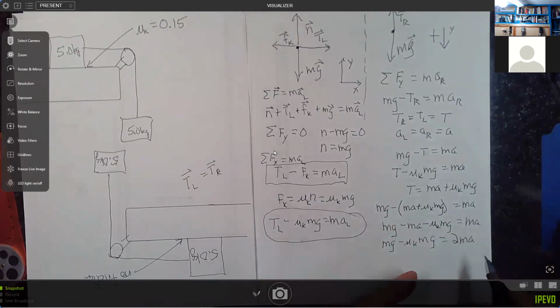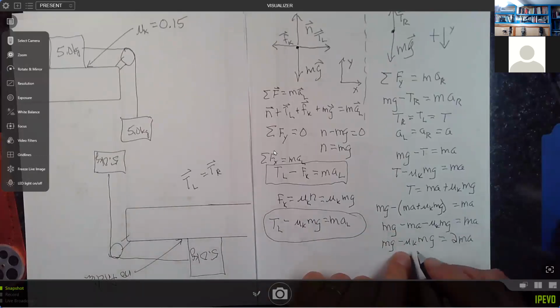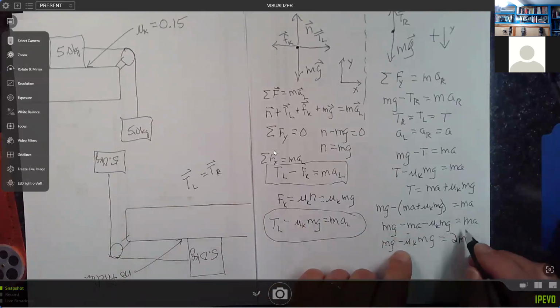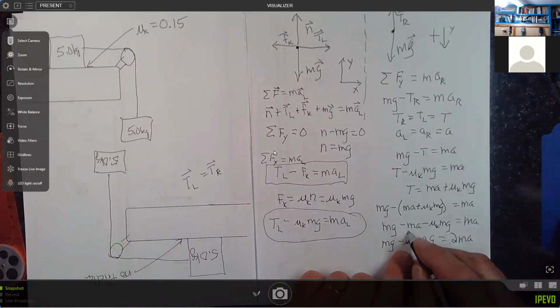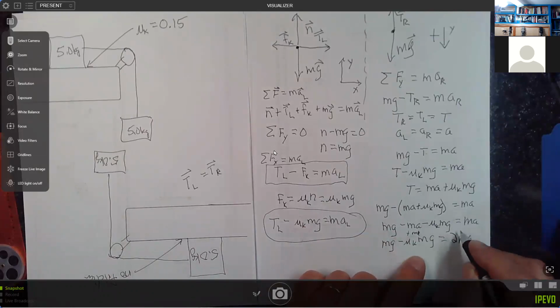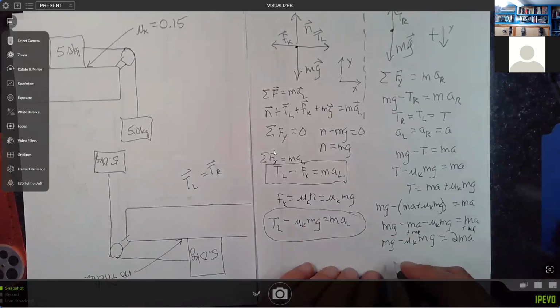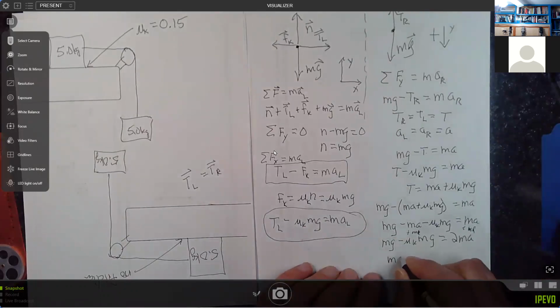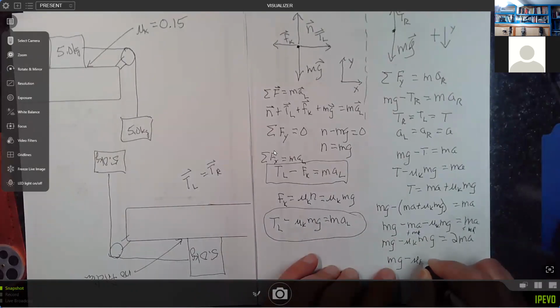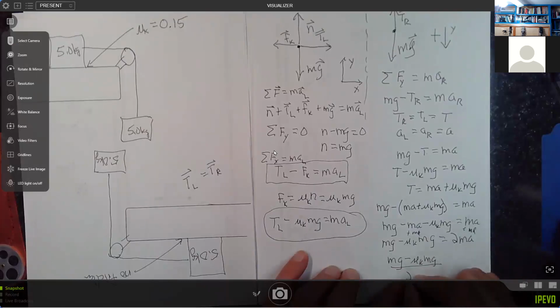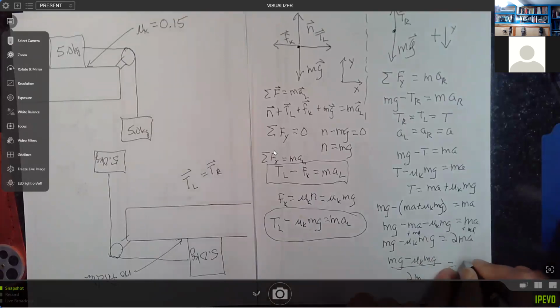And I usually do that kind of in my head. I don't bother to write like plus ma under this and plus ma under that. Although I'm just doing that in my head, but it works. Anyway, here's the thing. If I divide by 2m, and I'm not going to cancel out the m's at first, but I'll have mg minus mu sub k mg divided by 2m is equal to a.